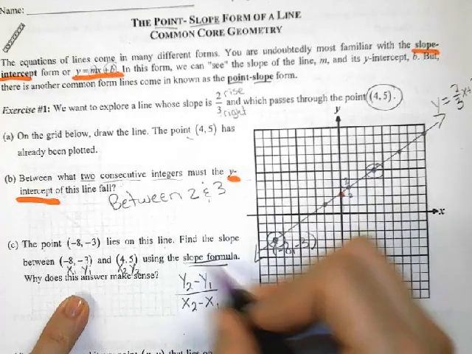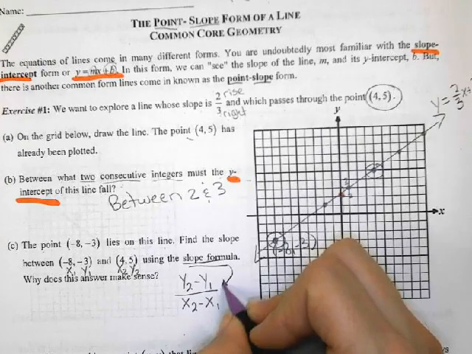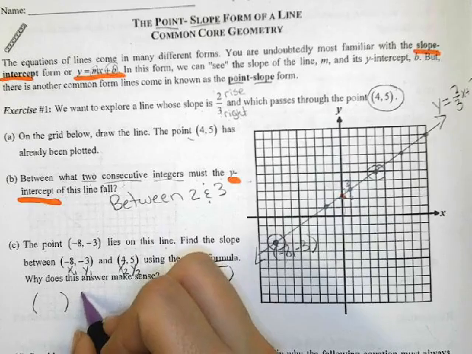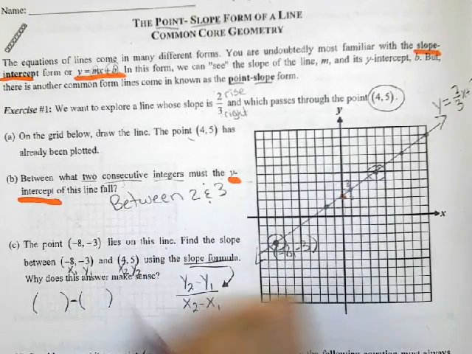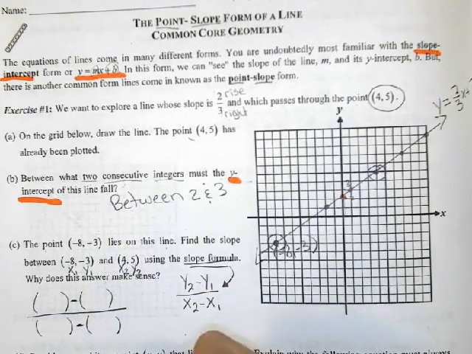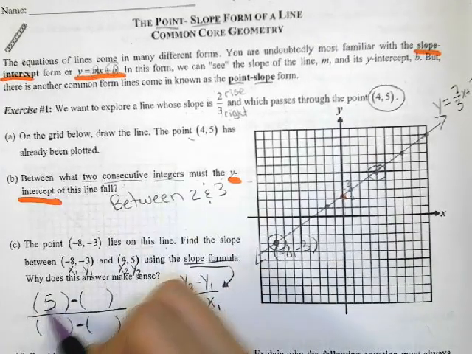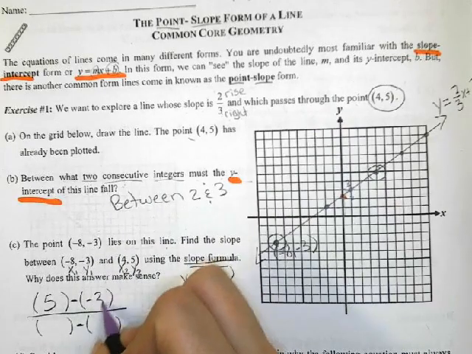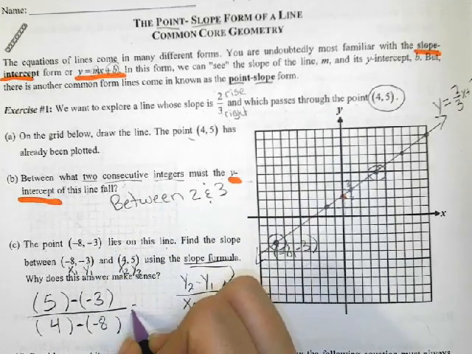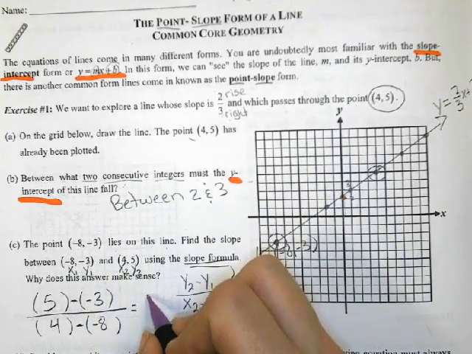When I'm using this slope formula, I want to make sure I'm using parentheses because of the sign errors that we make. I'm going to do y2 and y1 with a minus sign in between them, and the same thing on the bottom: x2 minus x1. As I'm filling in these numbers, please make sure the signs go with them. y2 is 5, y1 is negative 3, x2 is 4, x1 is negative 8. If you need to, do this in your calculator. 5 minus a negative 3 becomes 8.